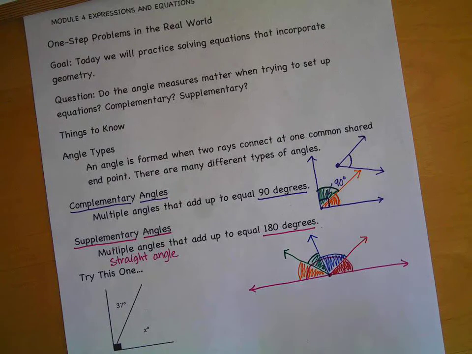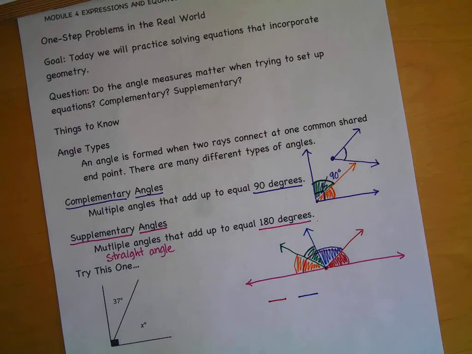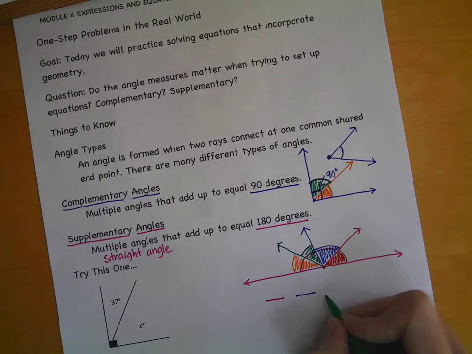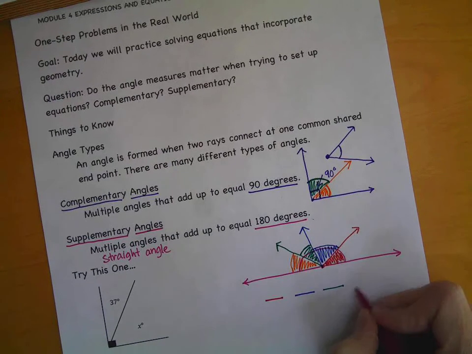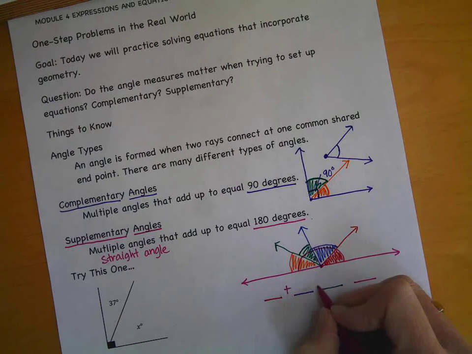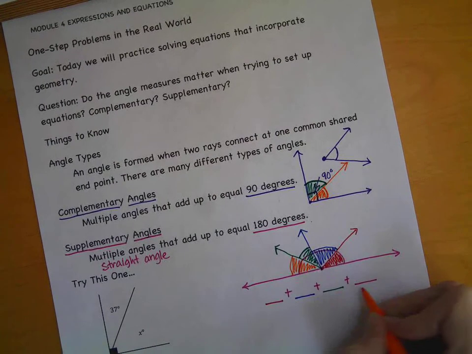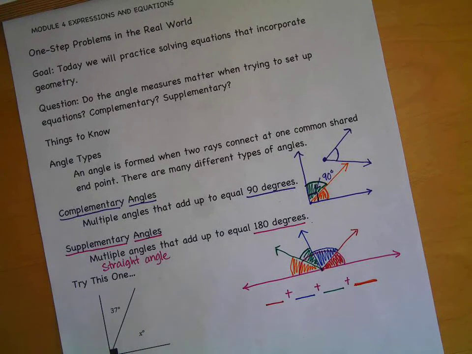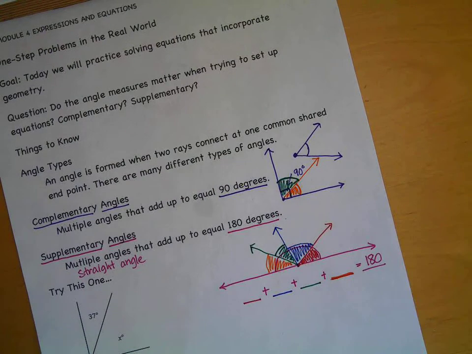So basically what we're saying is that the red angle plus the blue angle plus the green angle, I forgot one, plus the orange angle, I colored it orange, I'm sorry, is equal to 180, which is the supplementary angle, okay?